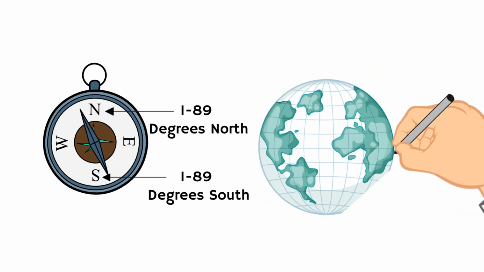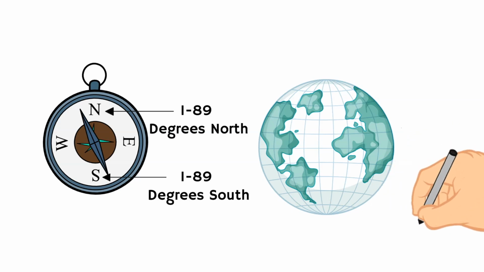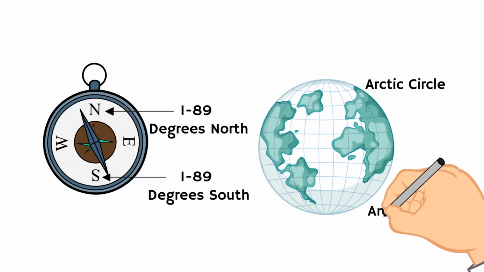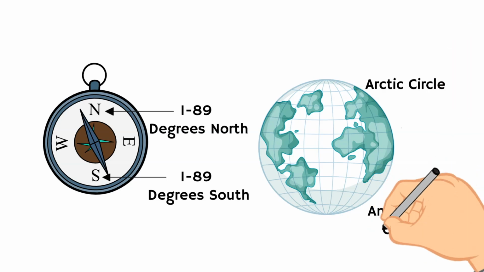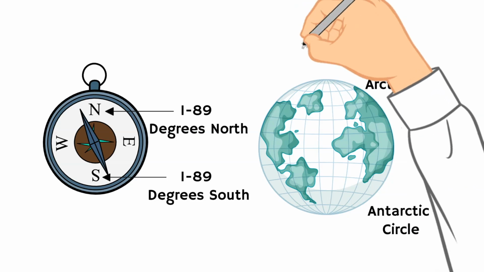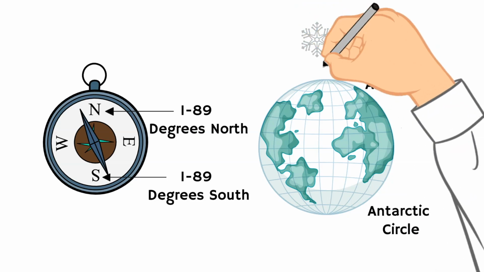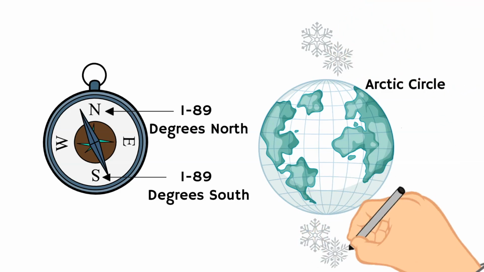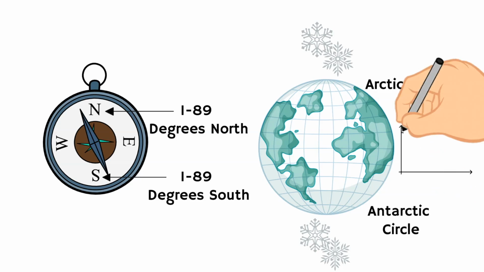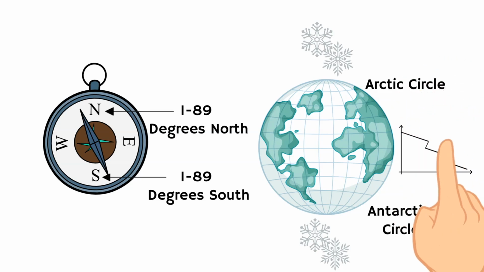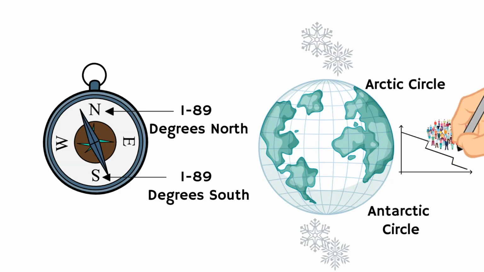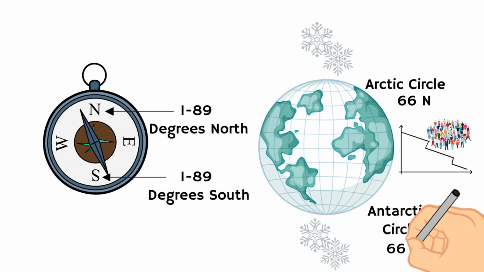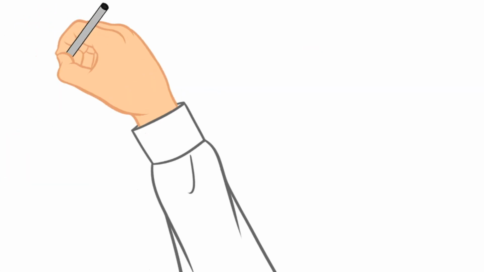So let's hop into talking about some of these circles of latitude. There are other important lines of latitude besides the equator. The Arctic Circle and the Antarctic Circle surround the coldest regions of the Earth around the North and South poles. These Arctic regions are some of the least populated areas on Earth. Specifically, the Arctic Circle is located 66 degrees north, and the Antarctic Circle is located 66 degrees south.